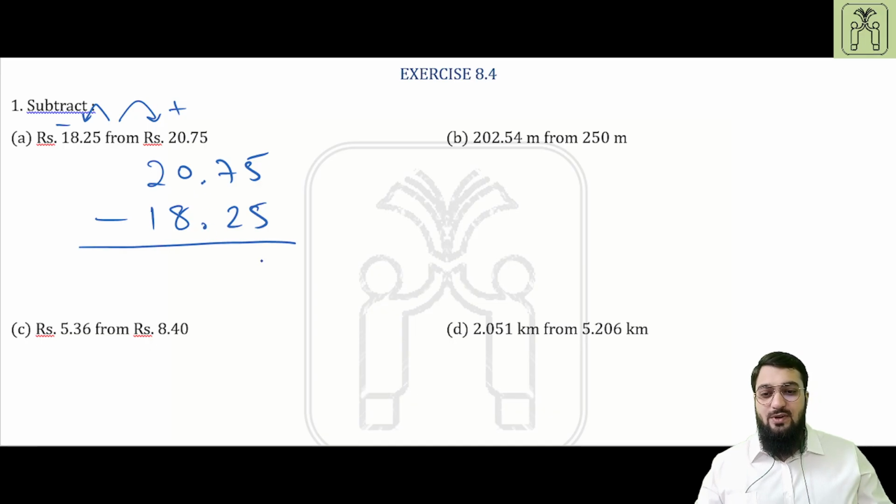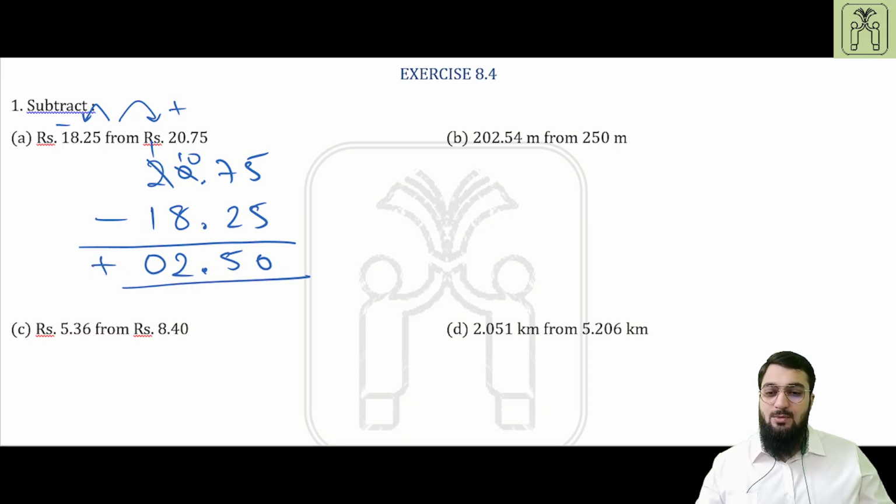each other. So 5 minus 5 will give you 0, 7 minus 2 will be 5, and decimal point will be added aligned with the question. 10 minus 8 will become 2, and this will become 1, and 1 minus 1 will become 0. Therefore, the answer will be plus 2.5. Coming to question number 1, part B.